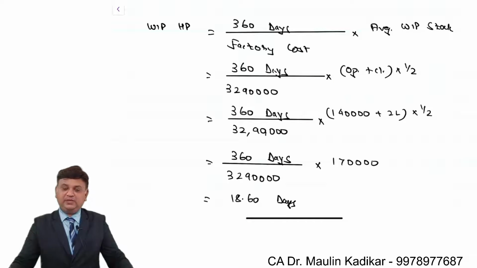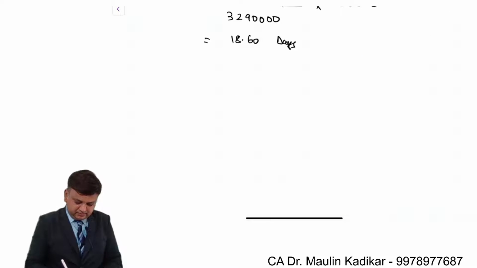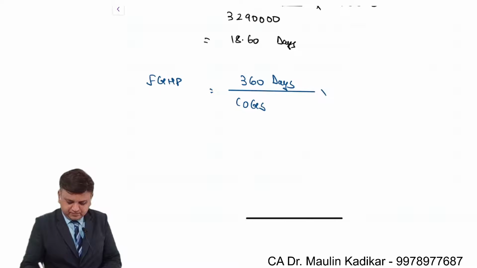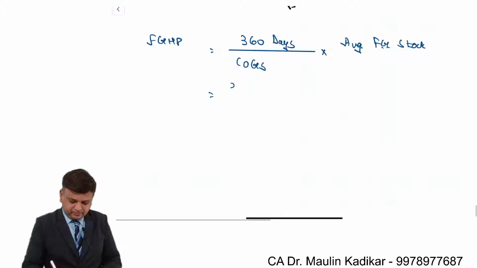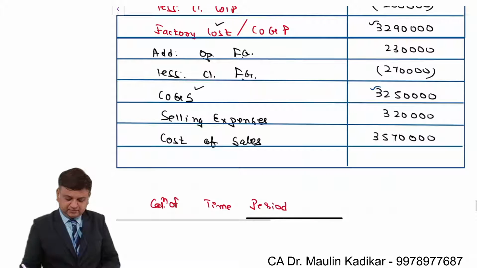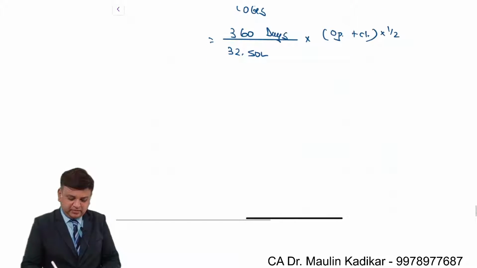So on, we will compute the finished goods holding period, average collection period, average payment period, and then we will compute the working capital cycle. Next is the finished goods holding period. It is 360 days upon COGS, cost of goods sold, into average finished goods stock. So 360 days upon COGS, an amount of 32,50,000, into average, which is opening plus closing into 1 by 2.